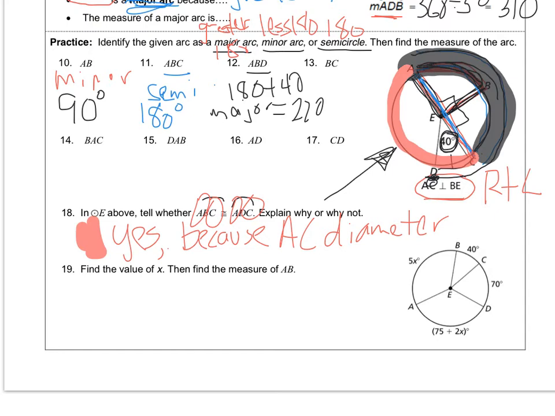All right, so let's do number 19 together. Okay. So they want us to find the value of x, and then they want us to find the measure of AB. So there's two things here. They want us to find x, and then they want us to find the measure of AB. All right. So we can look at this thing here. If you notice, there's a value here that has an x in it, and there's a value here that has an x in it, and then we know everything else.